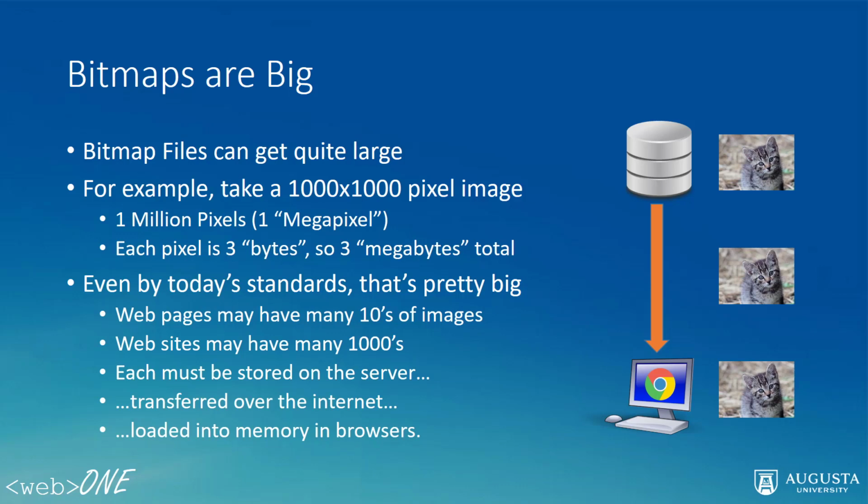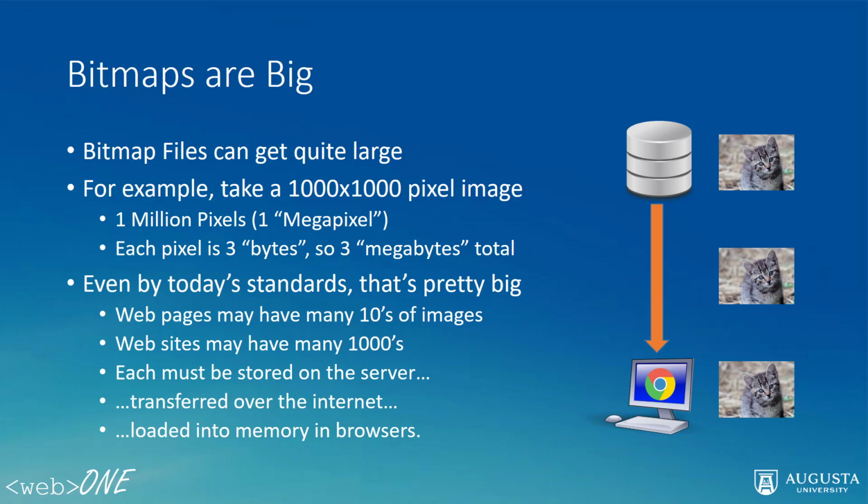In many bitmap image formats, each pixel is represented by 3 bytes, which store information about the color of that pixel, 1 byte each for red, green, and blue. So for a 1000 by 1000 pixel image, with each pixel taking up 3 bytes, the total file size would be 3 megabytes.